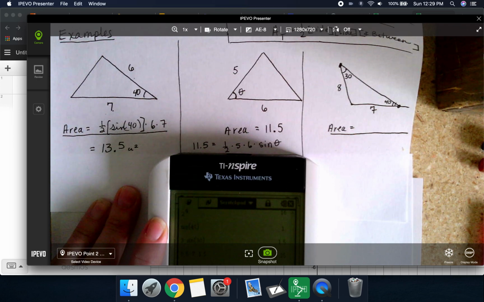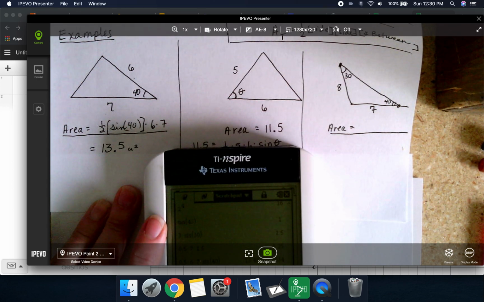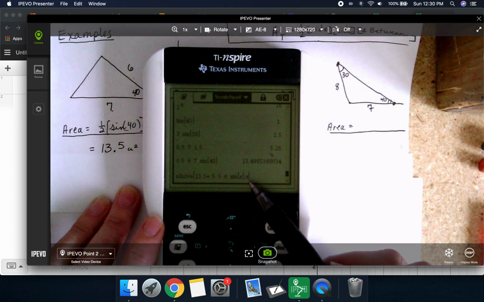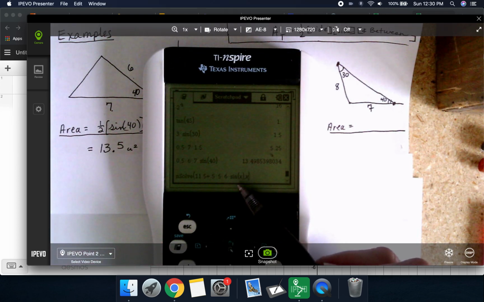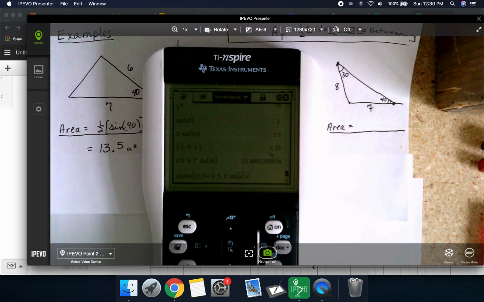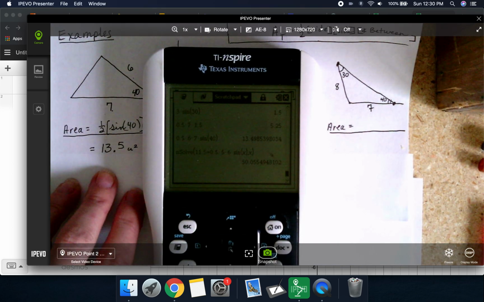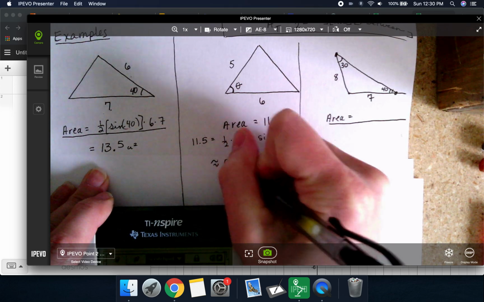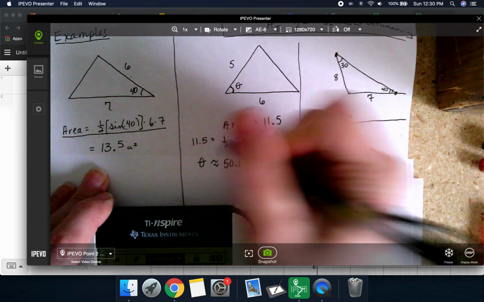11.5 equals 0.5 times 5 times 6 times the sine of x, comma, x. I'm not sure if you saw what I did there, but before I hit comma x, I clicked over so that I was outside this parentheses. If you get the comma and the other x inside the parenthesis for the sine of x, it's going to freak out. So you have to make sure you get it outside that sine. Then hit enter, and it's going to say 50.05 degrees, which is approximately 50.1 degrees. That is theta. Okay.